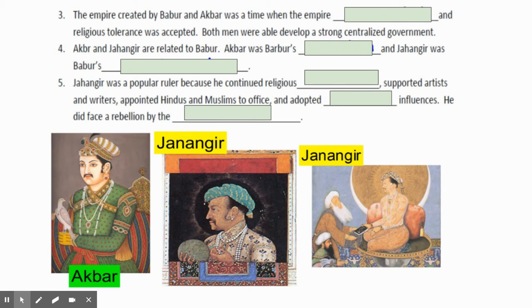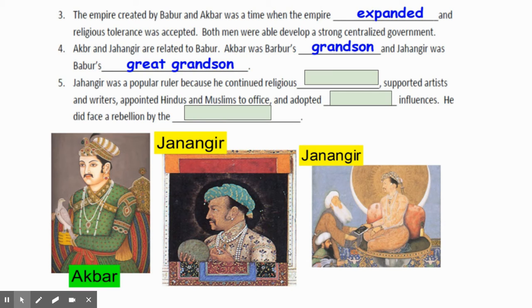So, anyway, number three, the empire created by Babar and Akbar, who obviously were relatives, was created at a time when the empire expanded and there was religious tolerance, meaning that it would be possible for Hindus and Muslims to coexist. Both men were able to develop a strong centralized government. Akbar and Jahangir are related to Babar. Akbar was Babar's grandson, and Jahangir was Babar's great grandson.